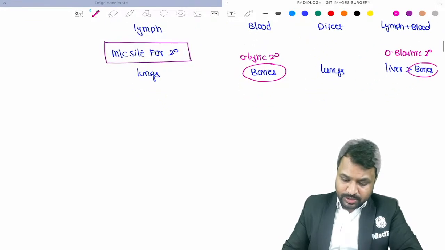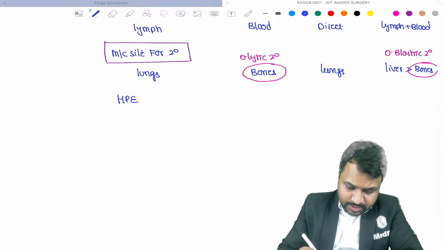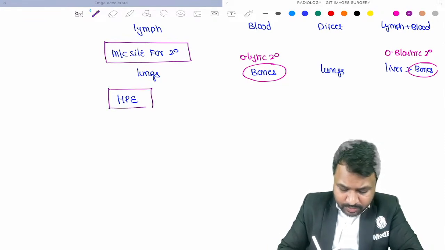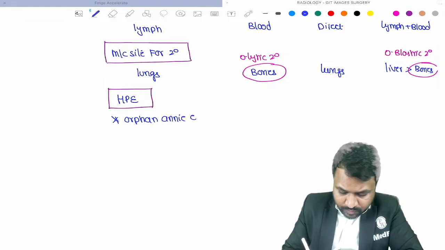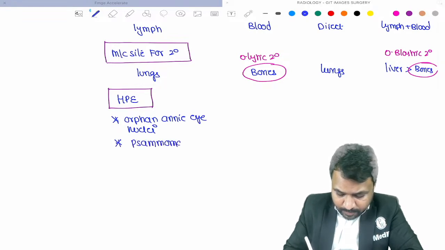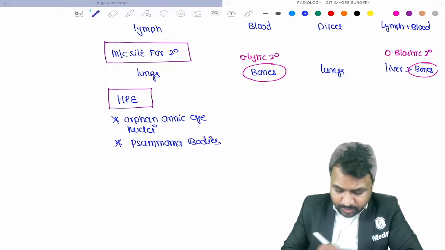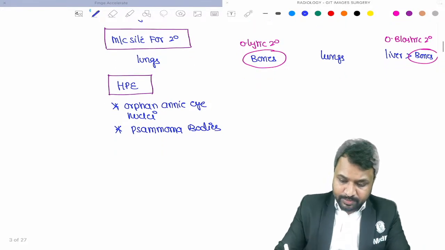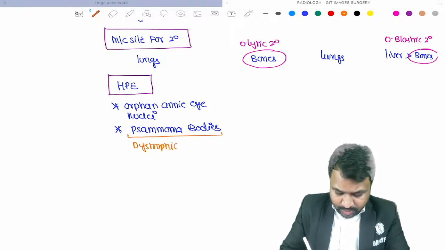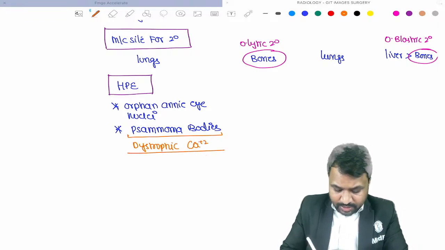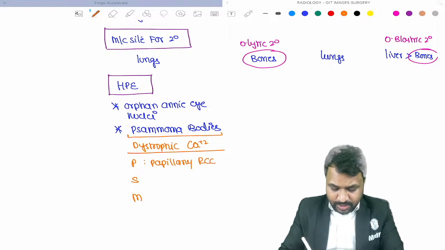Now, when you talk about the histopathological status, on HPE, that is histopathological examination, you will see presence of Orphan Annie nuclei. And there is presence of psammoma bodies. Psammoma bodies are nothing but dystrophic calcifications. And the conditions where they are seen can be remembered by PSM. P stands for the papillary variant of renal cell carcinoma as well as thyroid cancer. S is your serous cystadenoma of ovaries.